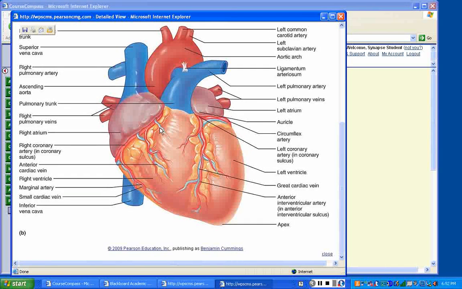And then if we come over here on the left, you see the one that curves around the back? It's got a name that means curved. It's called the circumflex. Can anybody tell me, inside the heart, what would be located right about here on the inside? The septum. Good. So running down where the septum is, we have on the front what's called an anterior interventricular, because it's where the septum is between the ventricles, and it's on the front. And it's red, so it's an artery in this case.